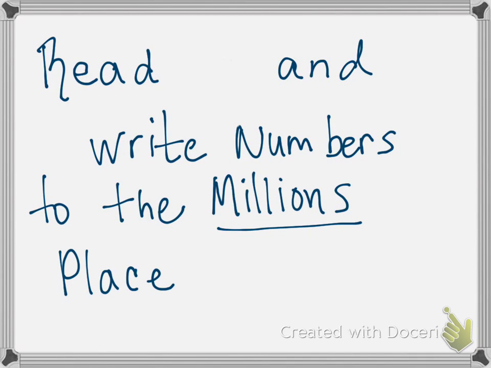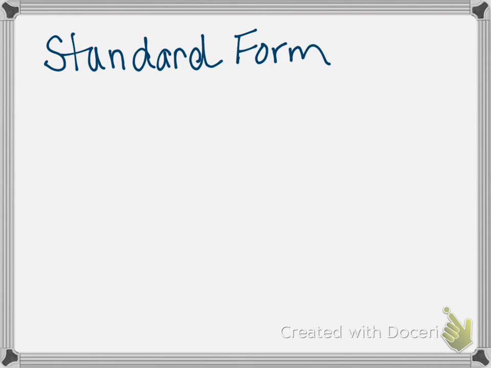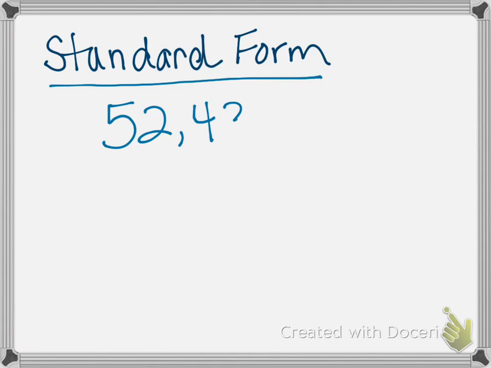This is a short tutorial to read and write numbers to the millions place. So our vocabulary, and if you need that support, make sure you have your notes and your place value chart out. For our vocabulary, we have standard form. Standard form, if you remember, is just writing the number as it is. So for example, if I were to write this number like this, that would be standard form, just writing the number.